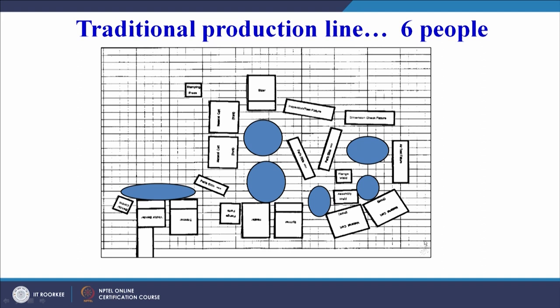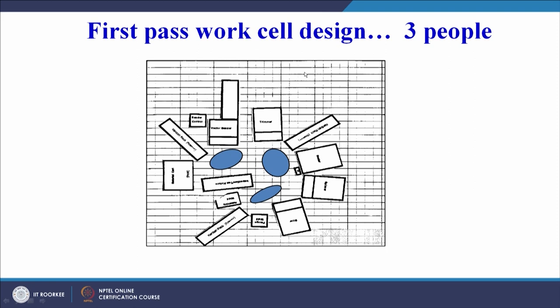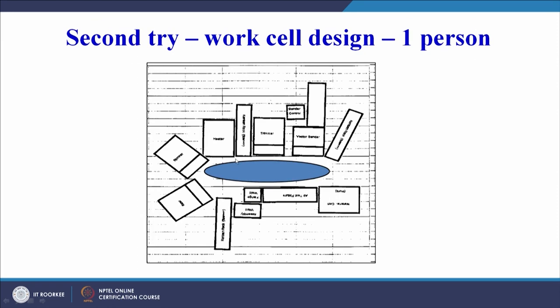So the layout, you can see, slightly cluttered type of layout. How we can improve this? First pass, work cell design. So different cells have been created and one person has been made in charge of a particular cell. So now the same work is being done only by 3 people by the concept of work cell design. Finally, we can see second try work cell design. We have arranged the machines in a particular order and a single person can also operate these machines. So the basic idea to emphasize here is that if we see the application areas of JIT, it was that we can improve the productivity of our employees, we can improve the skill set of our employees.